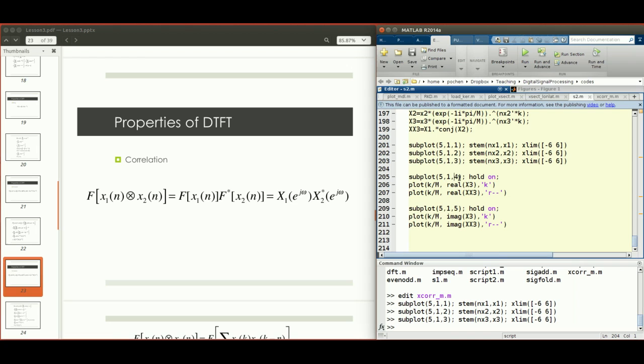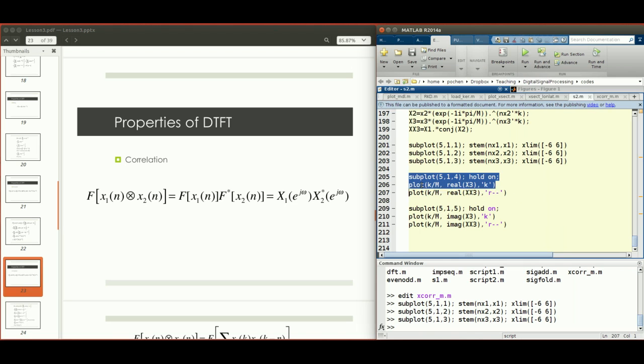On the fourth subplot, I'm plotting the real part of the left-hand side, which is stored in big X3. That's the Fourier transform of the correlation, big X3. That's the real part of the left-hand side, plotted in black. And then I'm plotting the real part of the right-hand side. That's XX3, and it's in red dash. You see?